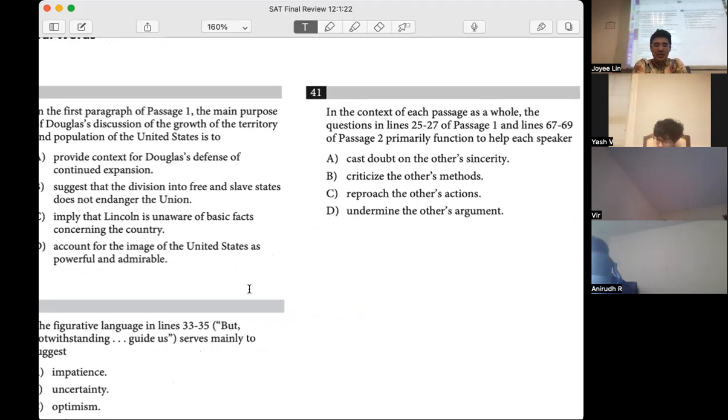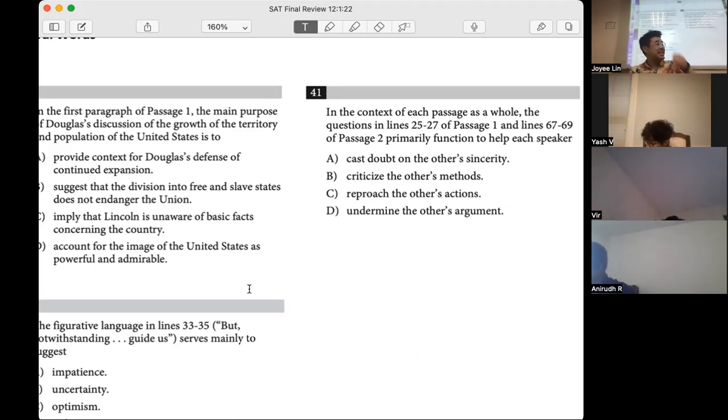41, in the context of each passage as a whole, what do the questions of passage 1 and passage 2 do? D. Mm-hmm. What do people say wrong for this one? Wait, that's right. Like undermine the person. The person, yeah, which one says undermine the person? See, C kind of says it. Yeah, most people say A is the wrong answer, right? They cast doubt on the other, but it's not their sincerity, right? Both sides are sincere. I'm sincerely in favor of this. I'm sincerely against it, right? So A is a perfect example of a trap answer.